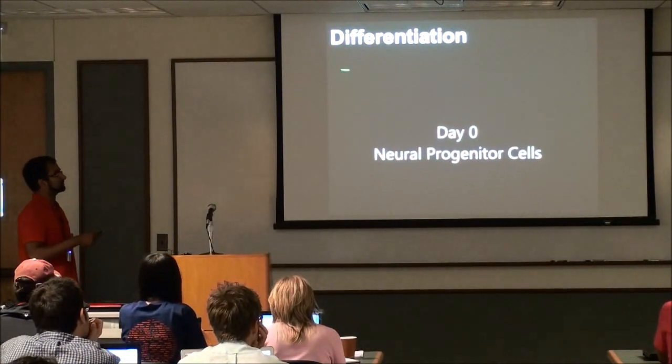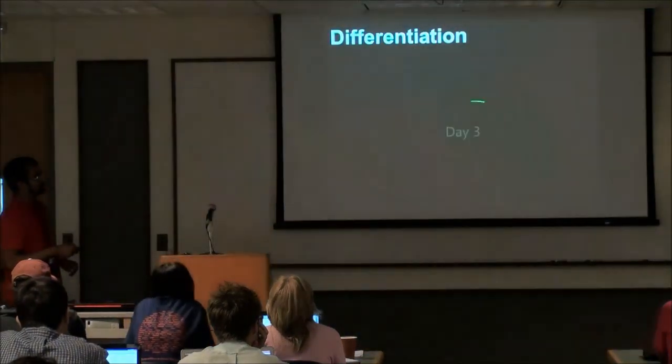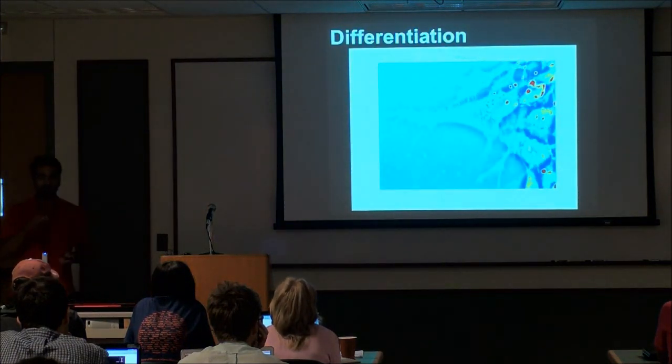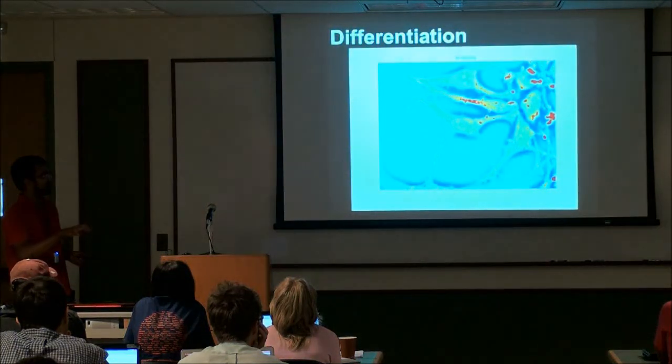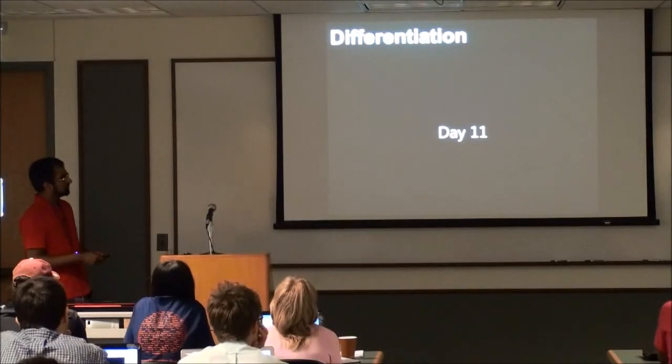And now the last cornerstone is differentiation. In this movie, what you're seeing is human embryonic stem cells going from the neural progenitor stage to fully differentiated neurons. And you'll see that each day they become more and more neuronal.